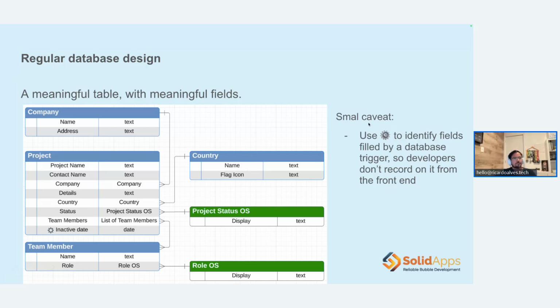And here's a small caveat. We use this gear icon to identify fields that are filled by a database trigger. In this database, for instance, when the status changes to inactive, we run a database trigger that sets the inactive date. So the developer doesn't need to fill this field, and it's automatically filled by a database trigger. So this is a regular database design.